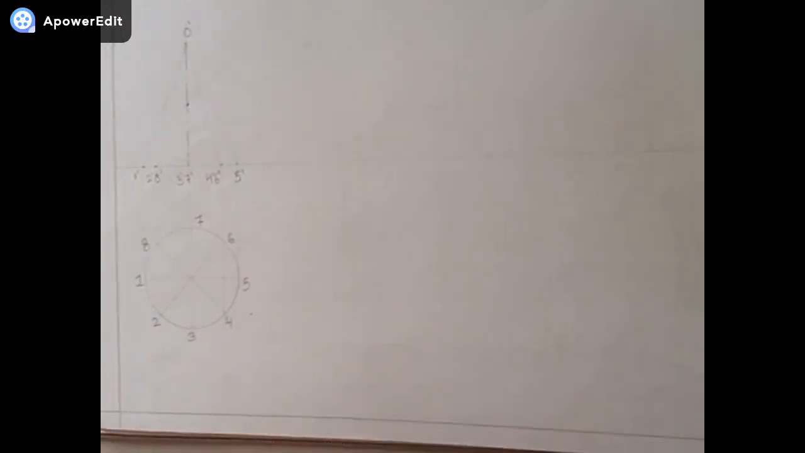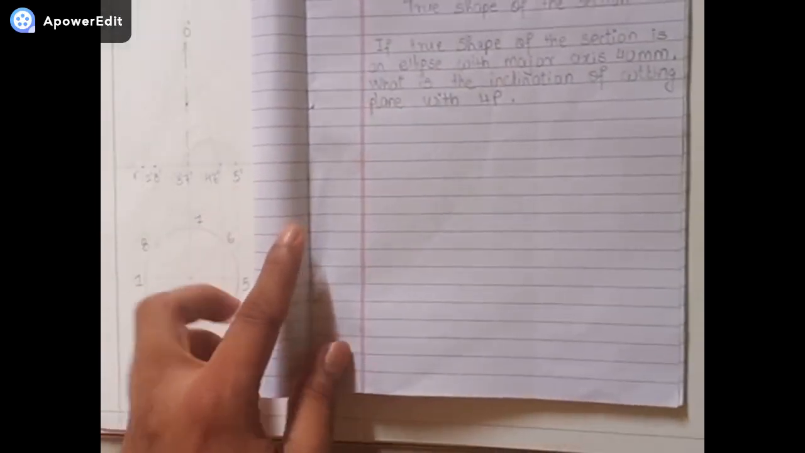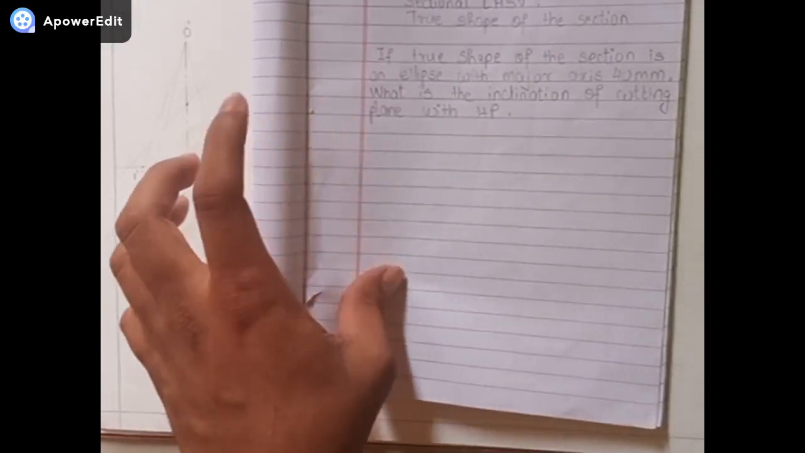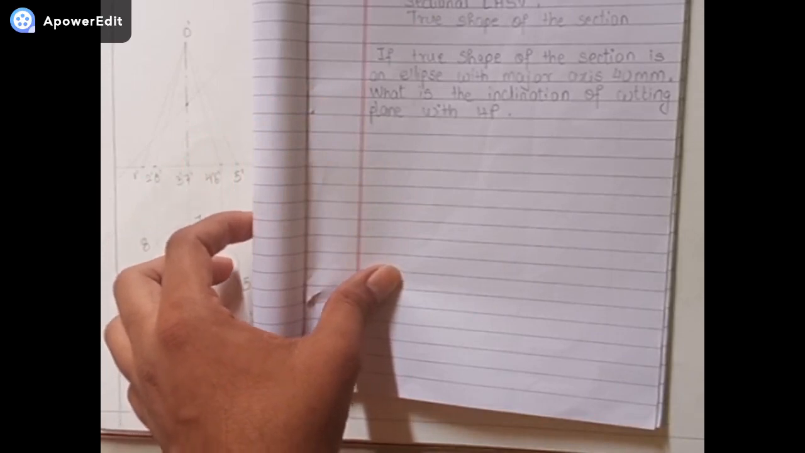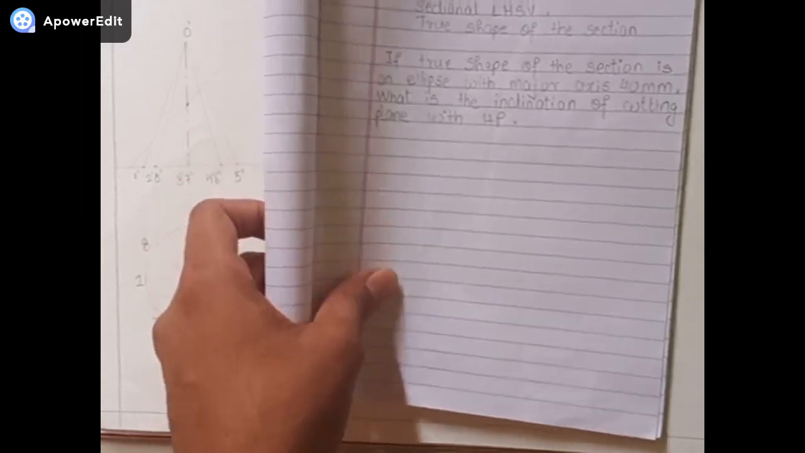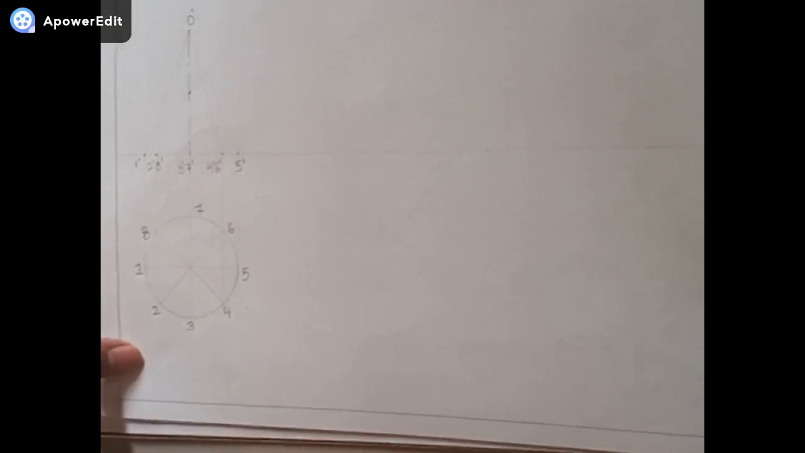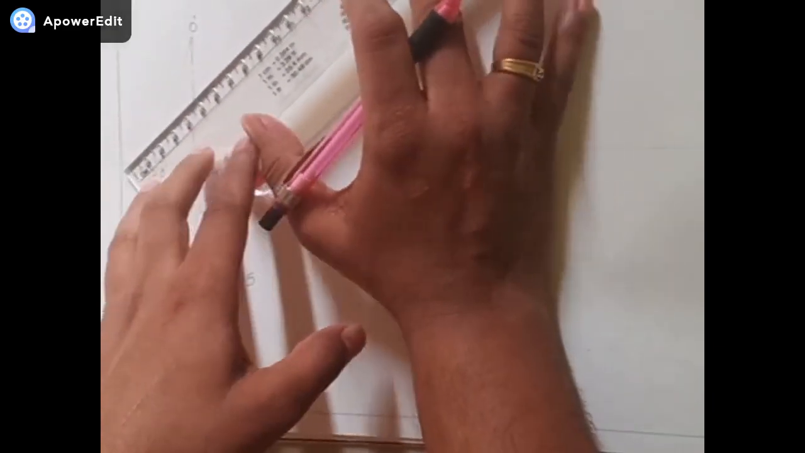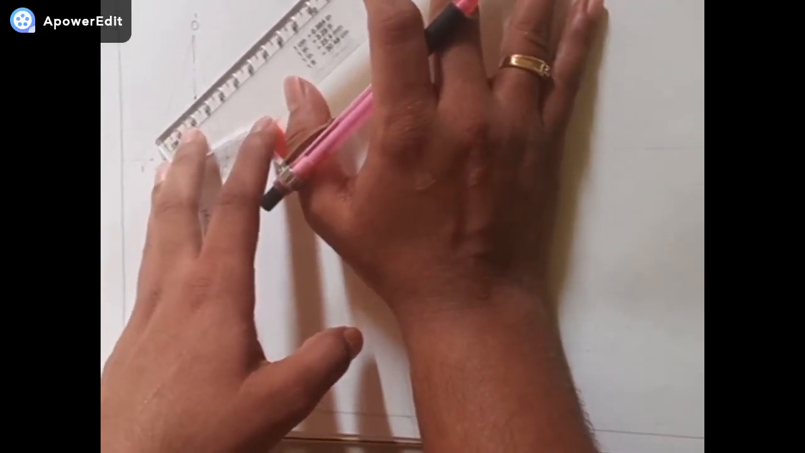I am going to mark this particular cutting plane. Now we have to pay attention to this particular step. The true shape of the section is an ellipse with major axis 40 mm. They have already given that after cutting, the true shape should be an ellipse with major axis equal to 40 mm. So what we have to do is take our scale. All of you pay attention to this particular step. We have to take our scale and take a reference of any end generators.